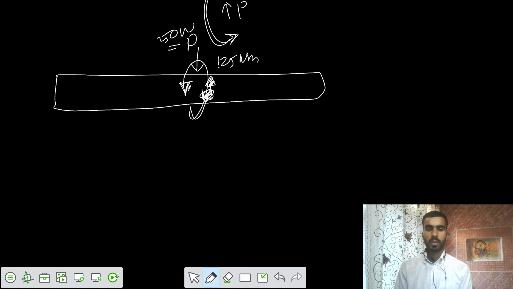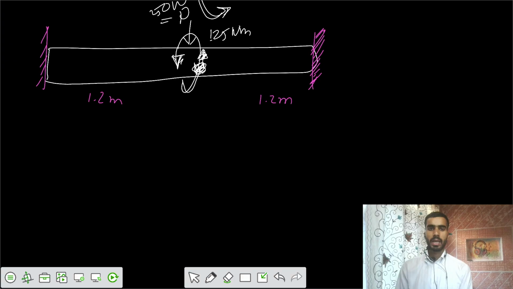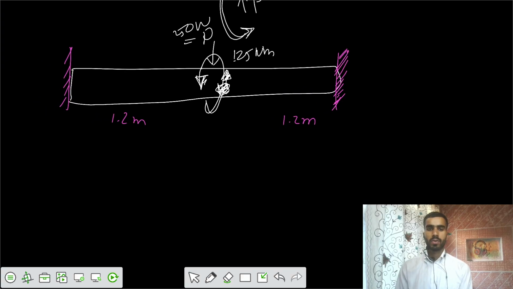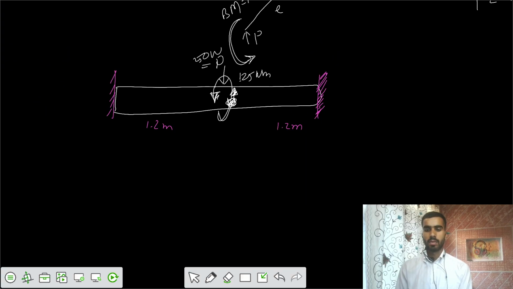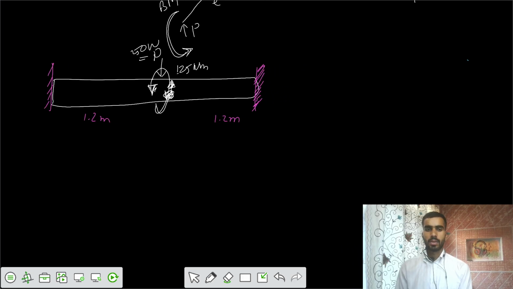One is your bending moment, one is your shear force, your transverse load, and next one is your torsion moment. So I would say this is your length of 1.2 meter, and this is also 1.2 meter, and your sides are supported by those fixed supports. This is your beam now, and you can separately solve for transverse loading, and next one is your twisting moment.